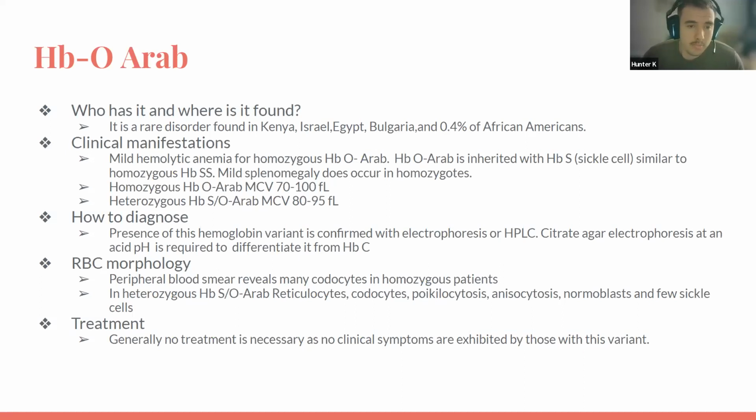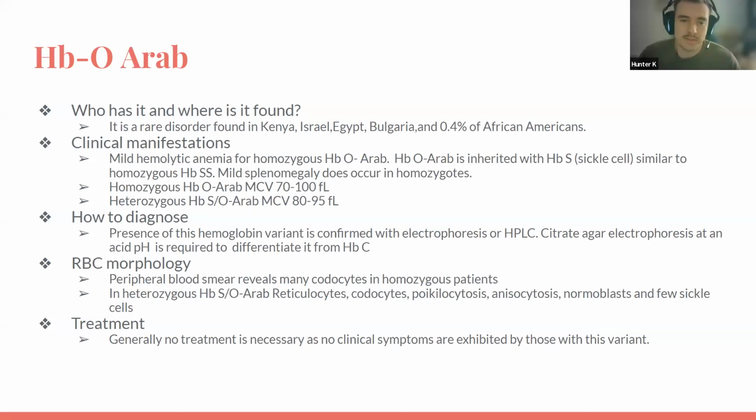When HbO Arab is inherited with HbS, severe clinical symptoms similar to those in HbSS can result. Homozygous individuals usually display mild hemolytic anemia with many target cells on the blood film, and they'll have a negative result on the hemoglobin solubility test. The way to confirm this variant is usually with electrophoresis or HPLC. Hemoglobin O Arab migrates with HbA2, HbC, and HbE.